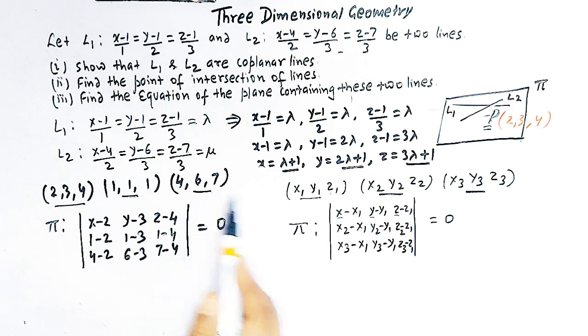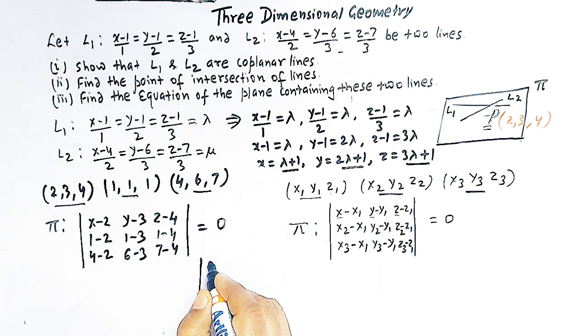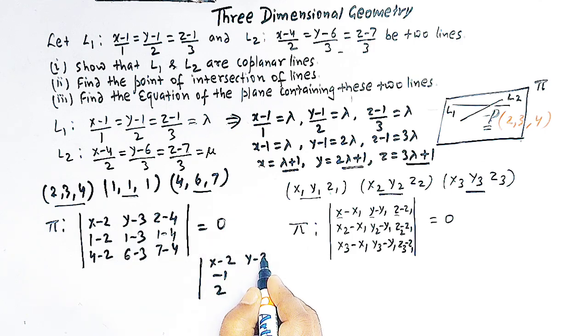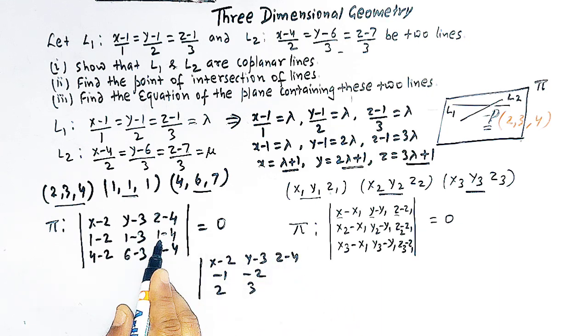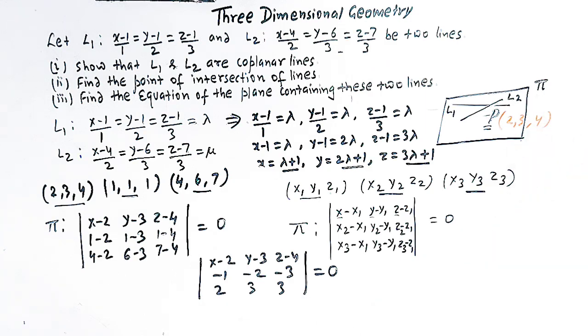So substituting these values in this determinant, we now have this equation. Let us simplify it. We have x minus 2, 1 minus 2 is minus 1, 4 minus 2 is 2, then y minus 3, 1 minus 3 is minus 2, 6 minus 3 is 3, then z minus 4, 1 minus 4 is minus 3, and 7 minus 4 is 3, and this is equal to 0. So now we have to expand this determinant to get the equation of the plane pi.